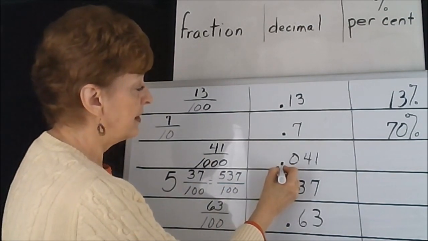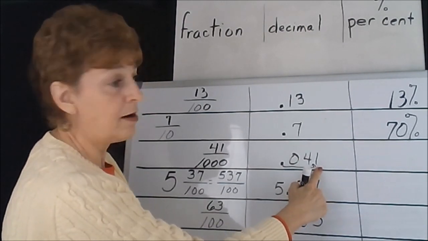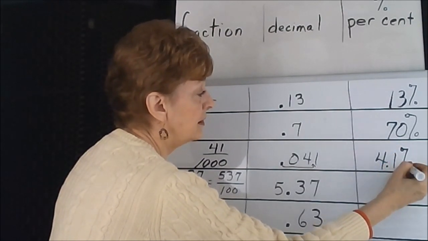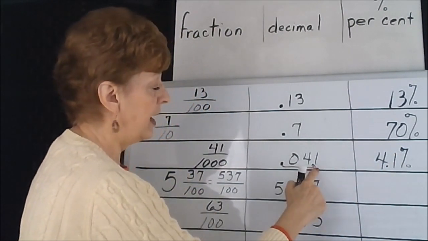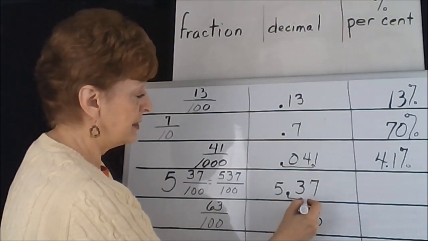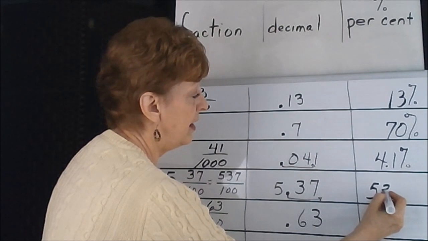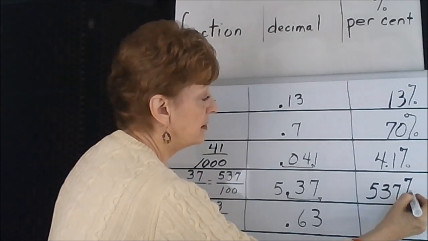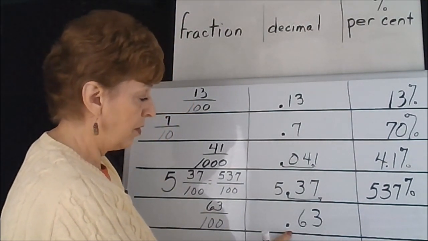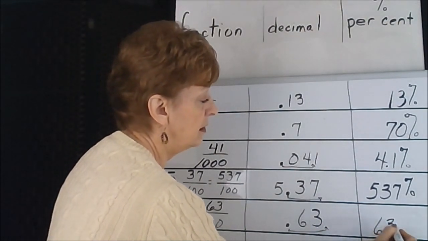2 places over on this one gives us 1, 2. We have another number hanging off here, so this becomes 4.1%. The decimal has to be added to this one because we had a leftover number. And in this particular one, we're going to go 2 places to the right. We're going to drag all of it over, 537%. And this is fairly ordinary. We're going to take it 2 places over, 63%.